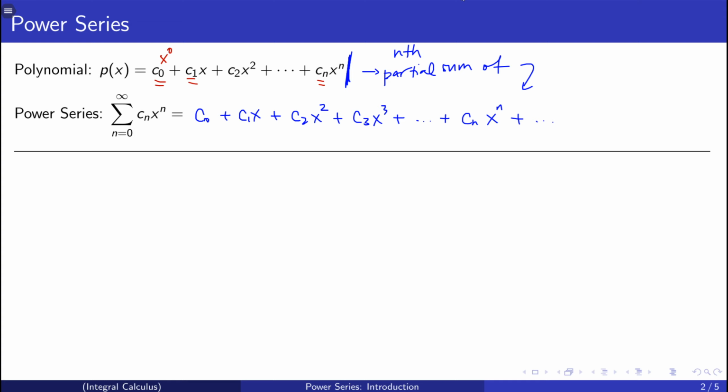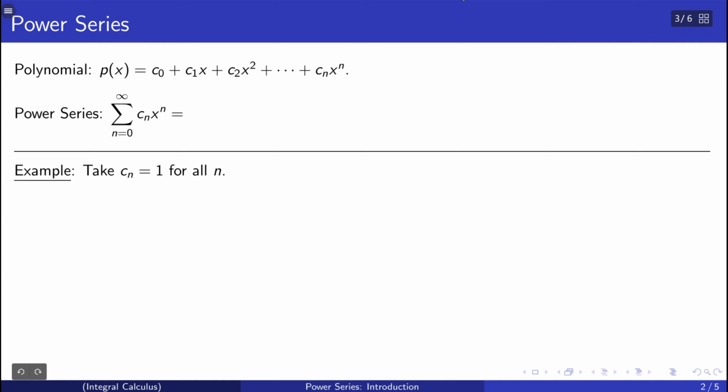But right now what we're concerned with is, well, can we ask the same questions that we asked before for series that didn't have a variable inside? Right? Can we tell whether these power series converge or diverge? I'll give you an example. Okay, so take c sub n equals 1 for all n. Right, so I lost my text there. I'll write them all again on this slide.